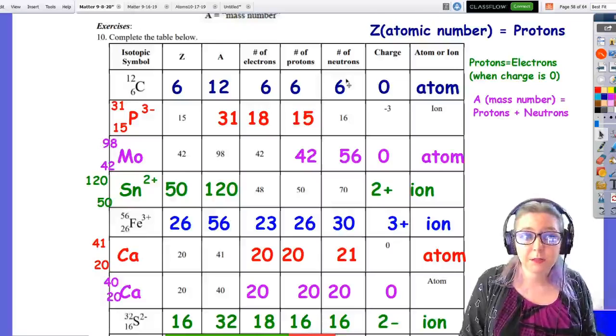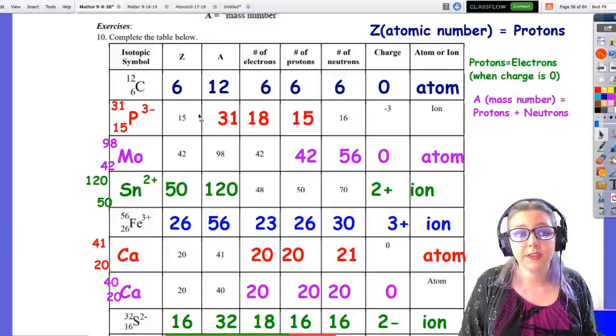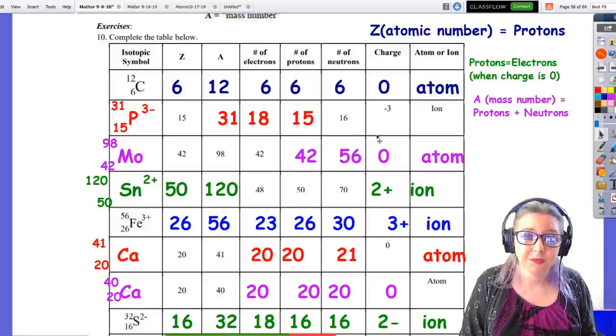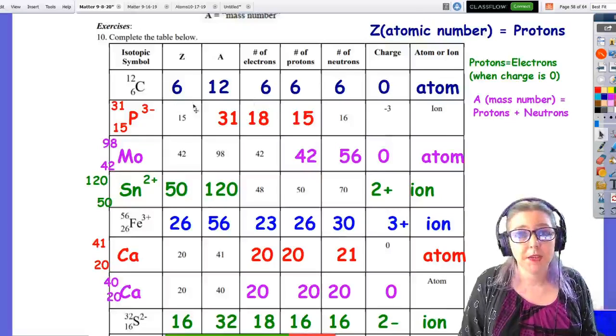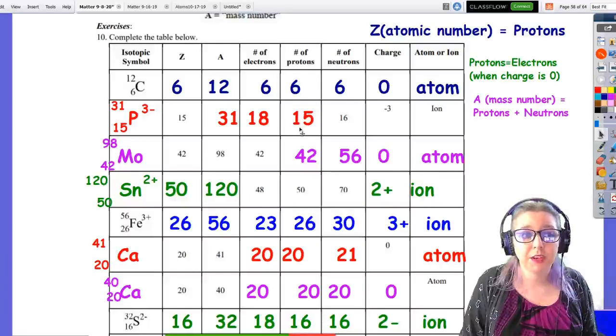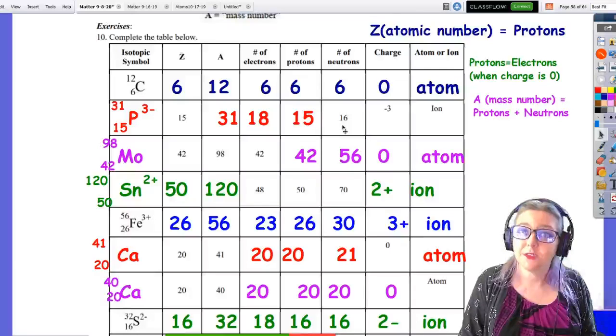The next one was a little bit more tricky. Here I was told that my atomic number was 15. My neutrons was 16. My charge was a -3, making this an ion. So I always like to start with the easiest things. My atomic number was 15, so my number of protons is 15. I have my number of protons being 15 and my neutrons being 16. So 15 plus 16 gives me my mass number of 31.